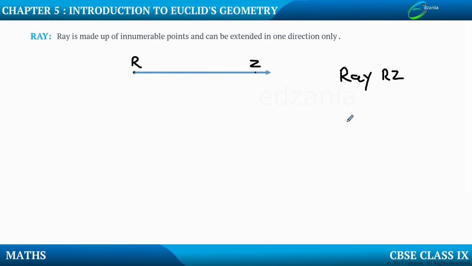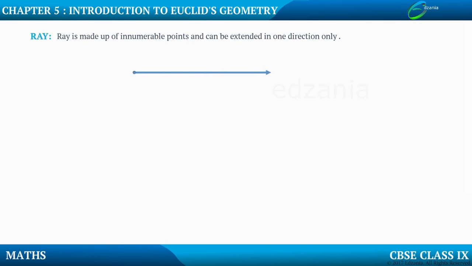direction Z. Note one thing, that we cannot call this as ray ZR. So it cannot be called as ray ZR. Ray ZR means Z is the fixed point and it can be extended in R.